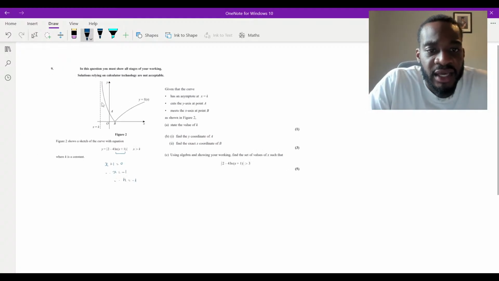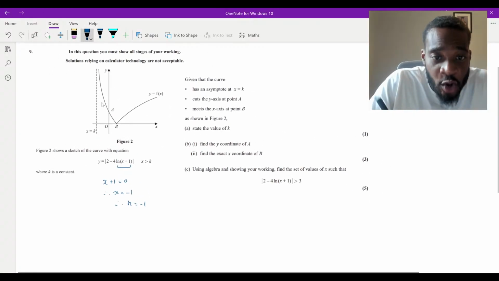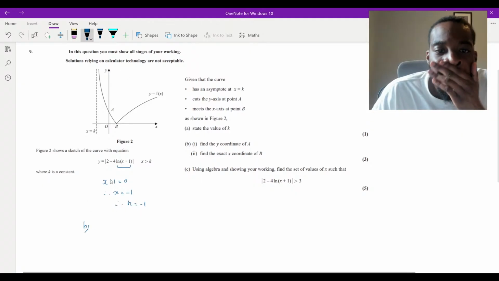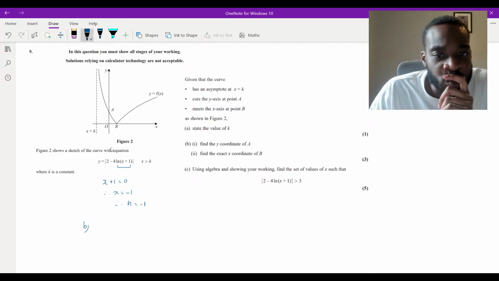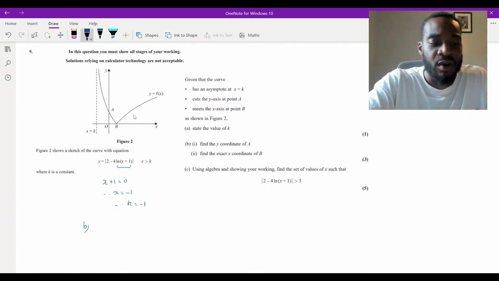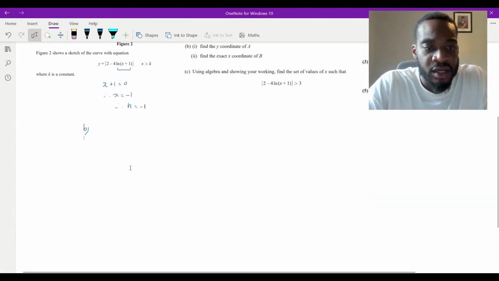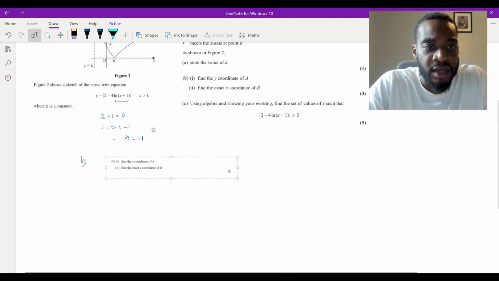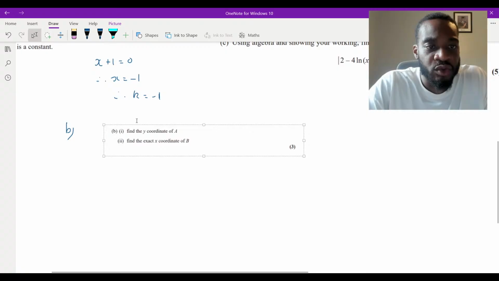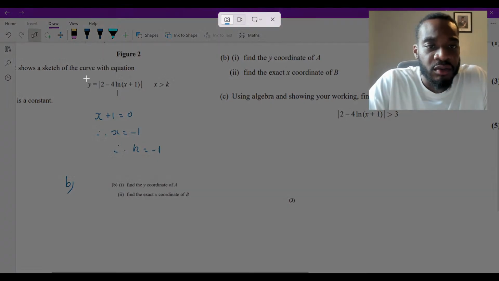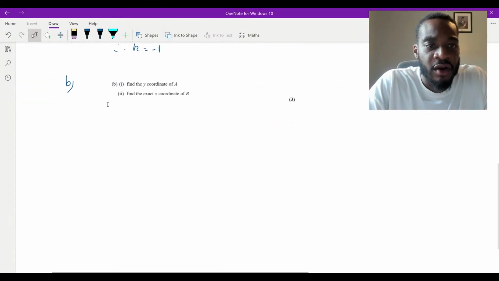And then part B, it says find the y coordinate of A. So part B, find the y coordinate. That is when x is 0, isn't it? Let me just grab this just so it's clear. So find the y coordinate of A, and then let me get the graph, and then we'll just get going very quickly because I know you guys have got lots of revision to do.